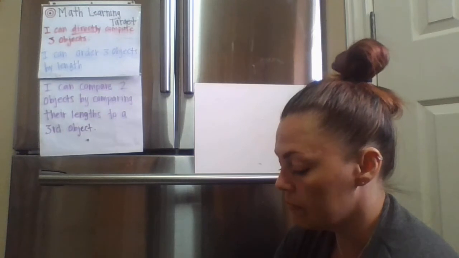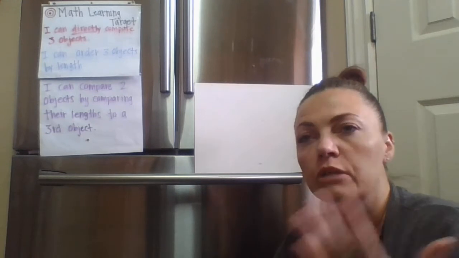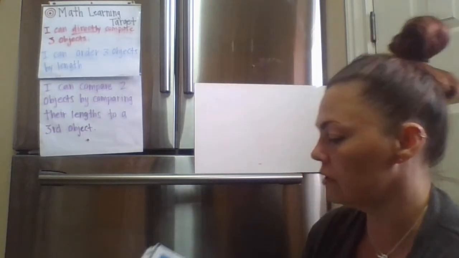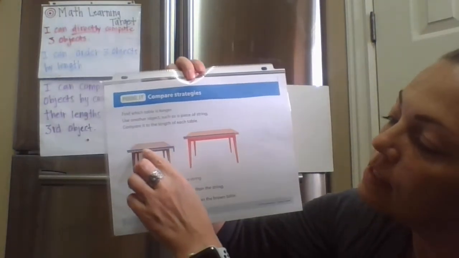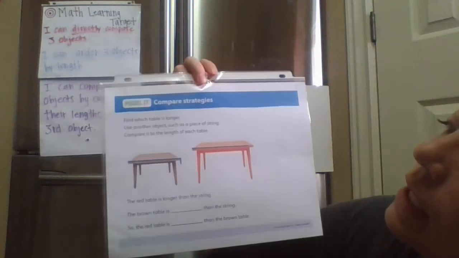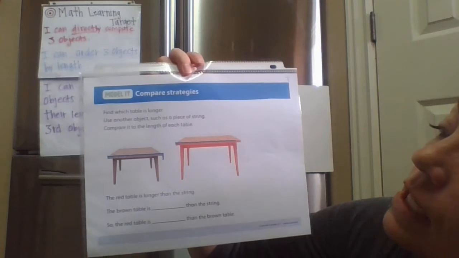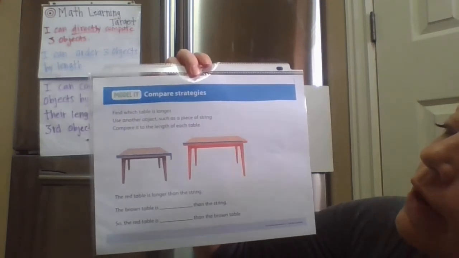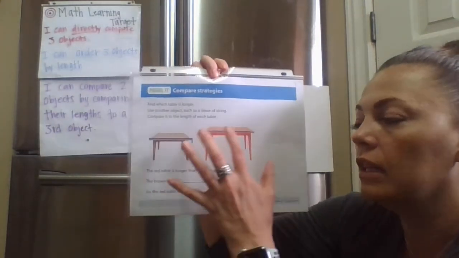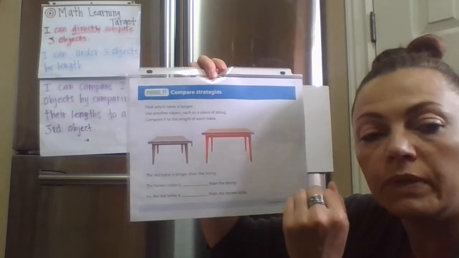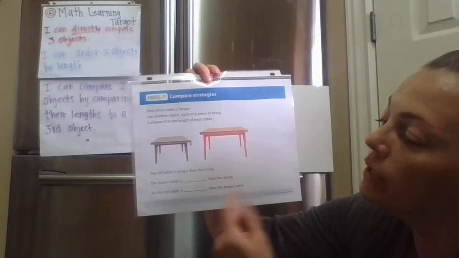Now we're going to do a few problems comparing items to a third different item. Measuring. We're actually measuring the item using something else, okay? So here we have 2 tables, and each table has a piece of string lined up next to it. It says find which table is longer. Use another object such as a piece of string. Compare it to the length of each table. So if we had these 2 tables in front of us, you would just use one piece of string so you know it's the exact same length, and you would measure each table with that piece of string.